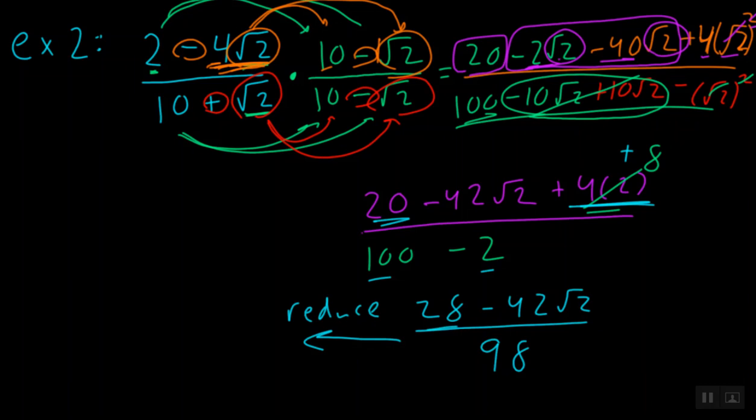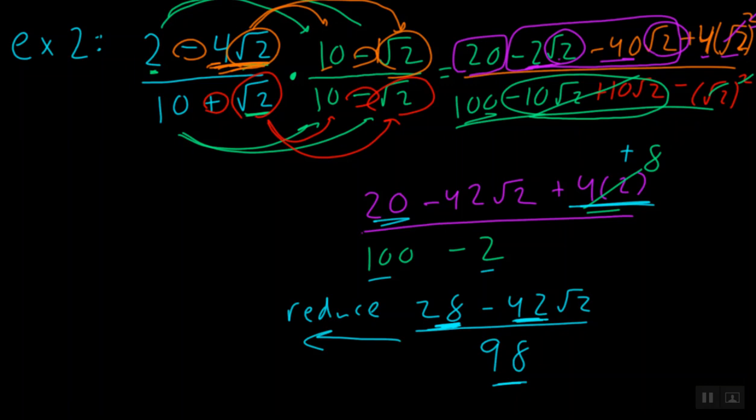Now, I look at 28. I know 28 can be divided by 4 and 7 and 2. I look at 42. 42 can also be divided by 7. Let's see, can 98 be divided by 7? Can 98 be divided by 7? It can. Okay, so since I believe all of these things can be divided by 7, let's go ahead and do that.